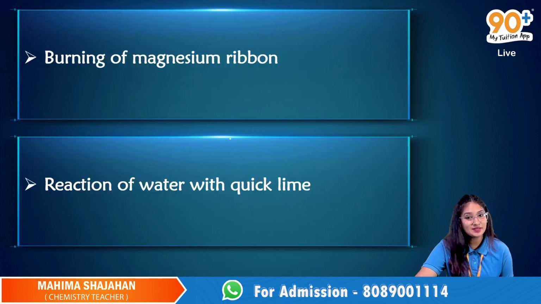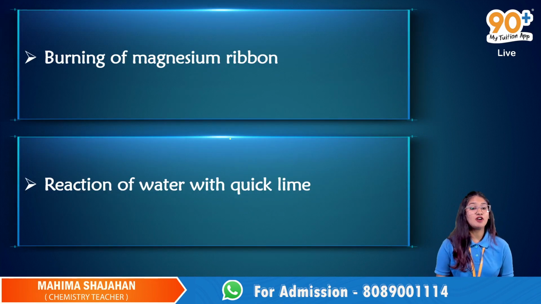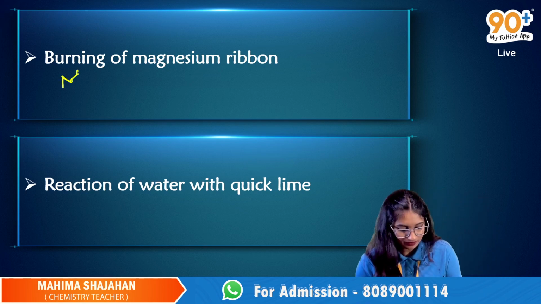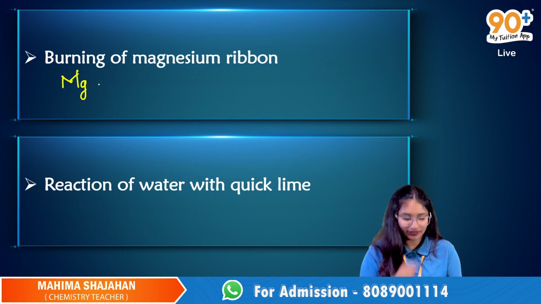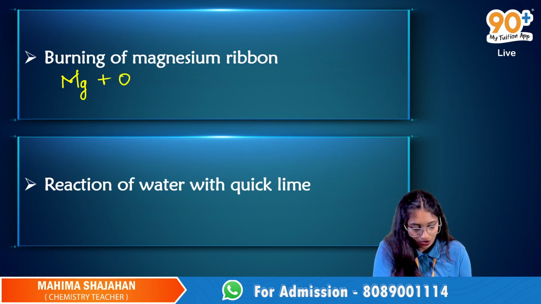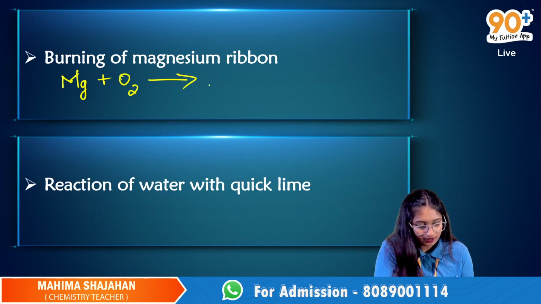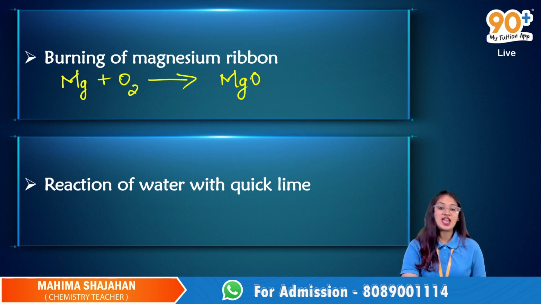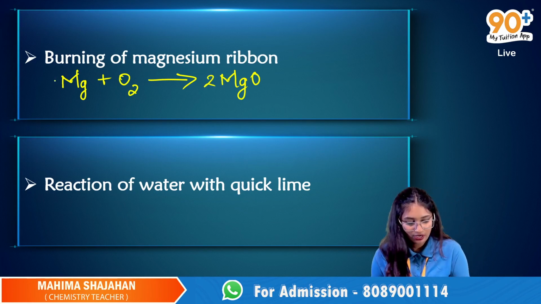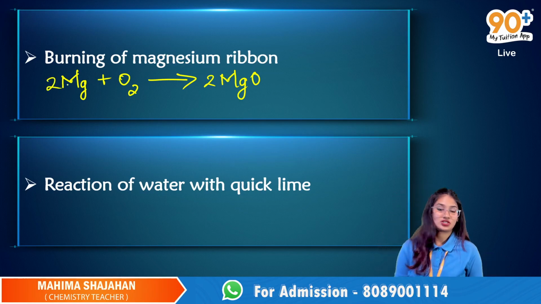Let's see some examples. First one, burning of magnesium ribbon. We already saw it. Okay, magnesium is Mg, right? Burning magnesium ribbon means it reacts with oxygen, right? After reacting with oxygen, what will we get? We will get MgO. Okay, MgO. So you can add a 2 here and 2 here as well. Now the equation is balanced.